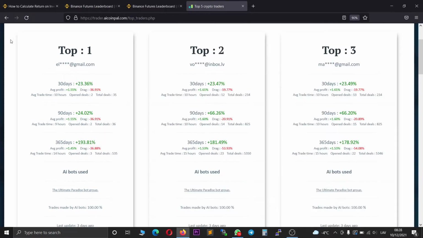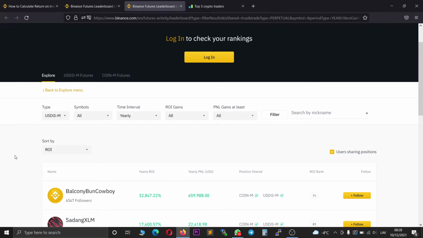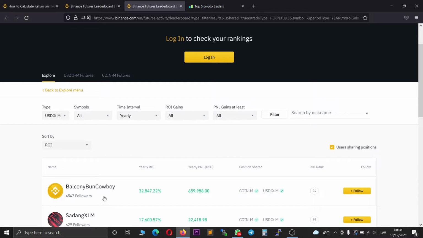Okay, hi everybody. Just lately, I found, I always want to talk about statistics. And just lately, I found out that Binance is actually offering a leaderboard, which shows the top traders, and you can actually follow them.